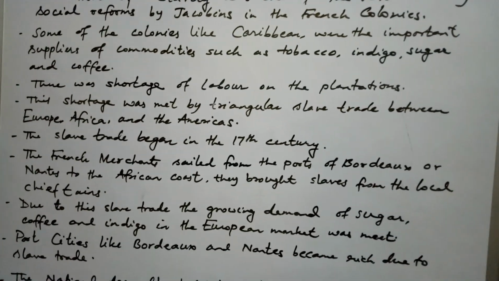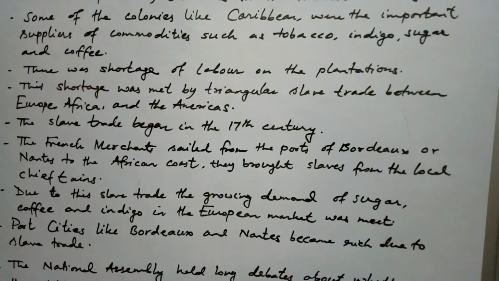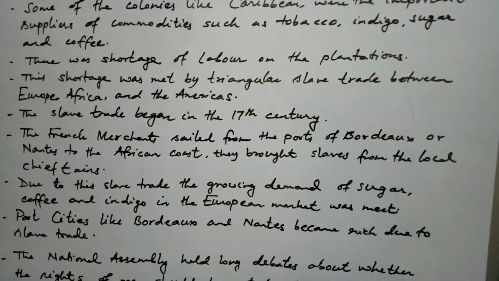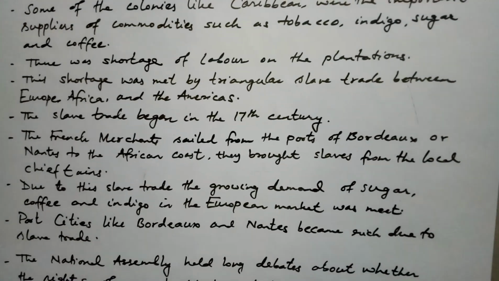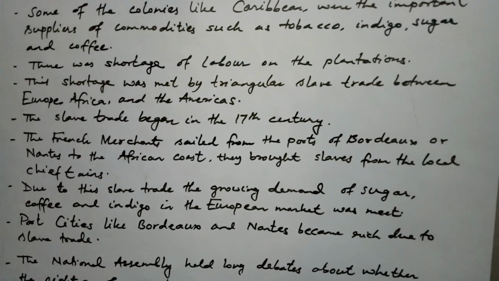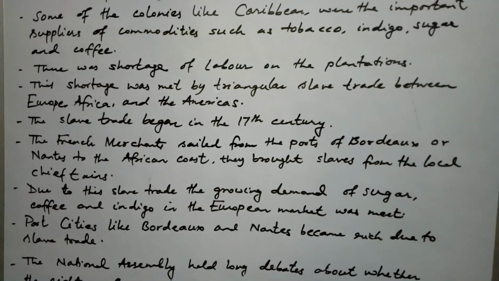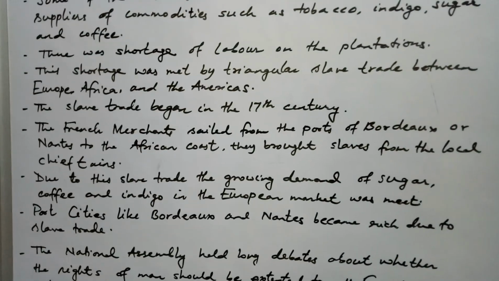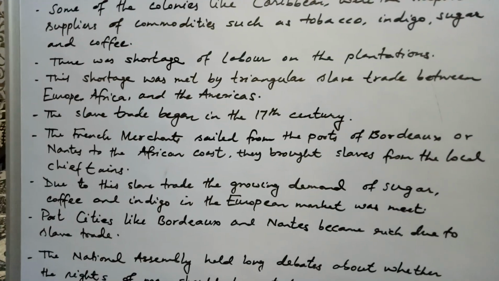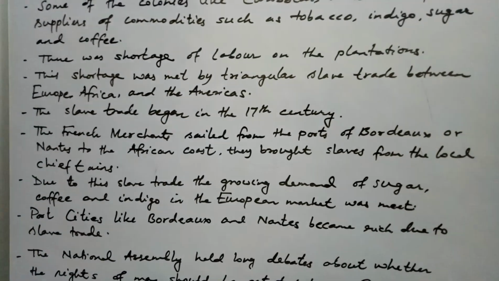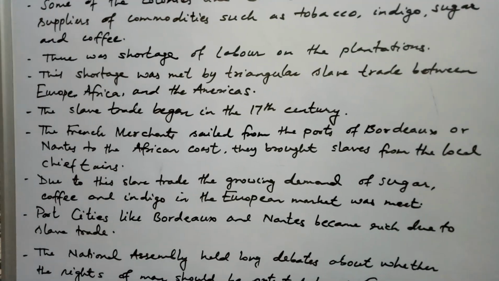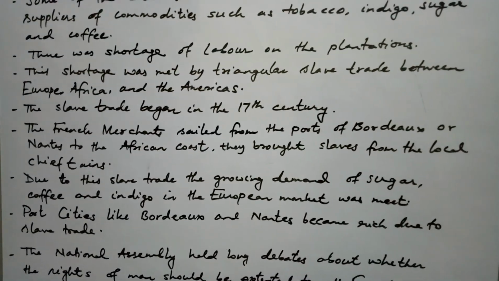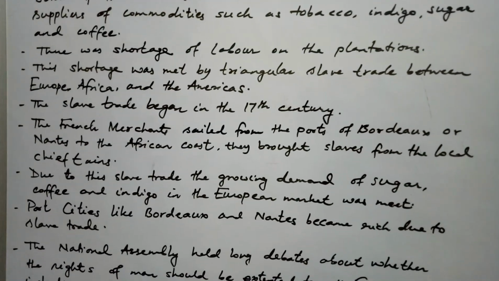The slave trade began in the 17th century, and it was the French merchants who sailed from the ports of Bordeaux or Nantes. So two ports we have, Bordeaux and Nantes. From these two ports, the French merchants traveled to the African coast, and from there they brought slaves from the local chieftains.